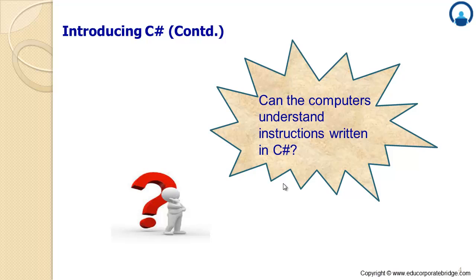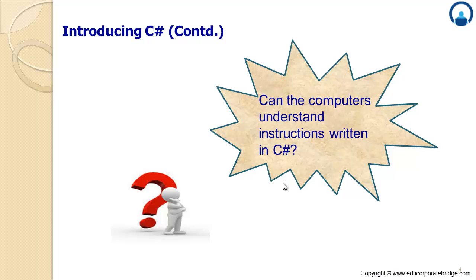Now if I write the instructions in simple English, the computer is not going to understand. We all know that the computer works on binary language. It understands on and off states, right? On means 1, off means 0. It understands everything in terms of ones and zeros. That is a binary language.